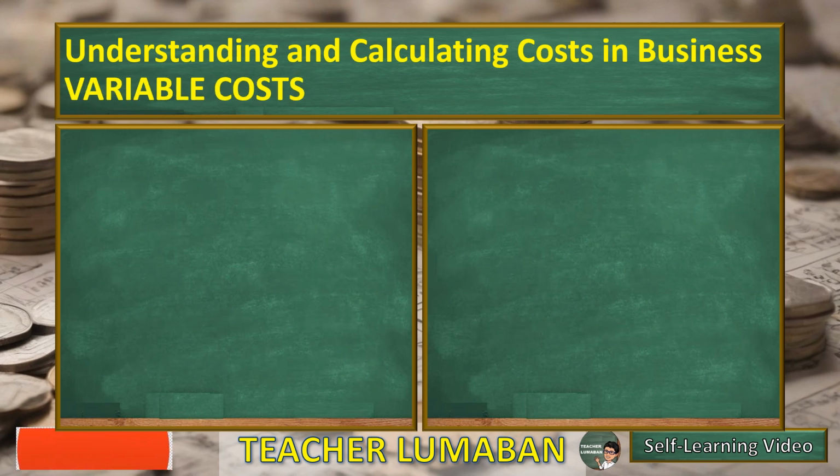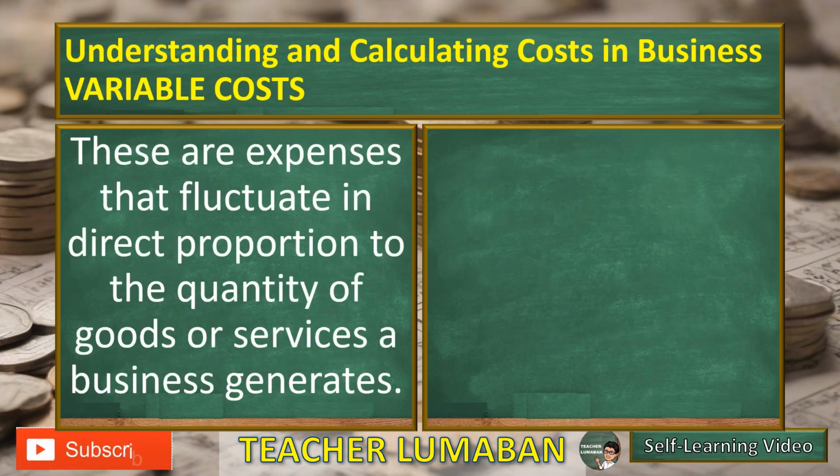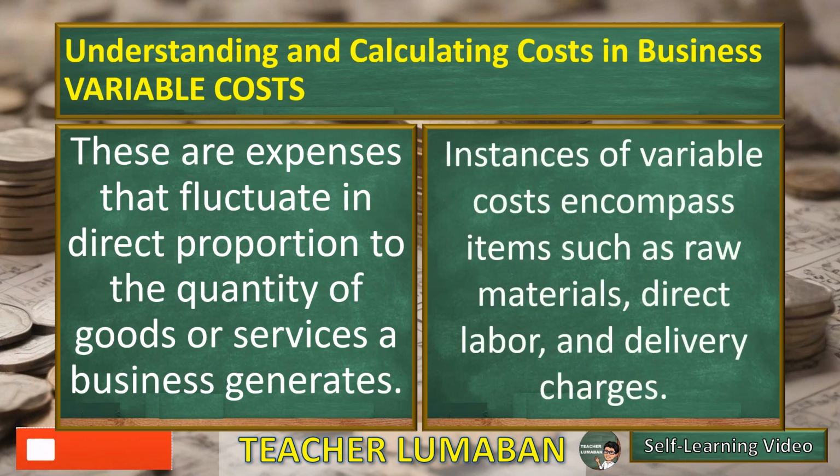Variable costs are expenses that fluctuate in direct proportion to the quantity of goods or services a business generates. They exhibit variations based on the determined units to be manufactured within a given time frame. Ito ay mga gastos na nagbabago sa direktang proporsyon sa dami ng mga produkto o serbisyo na nabubuo ng isang negosyo. Nagpapakita sila ng mga pagkakaiba-iba batay sa natukoy ng mga unit na gagawin sa loob ng isang takdang panahon. Instances of variable costs encompass items such as raw materials, direct labor, and delivery charges.